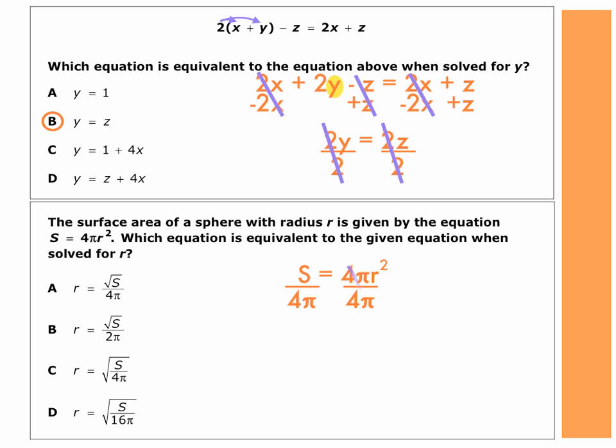When I divide both sides by 4 pi, my 4 pi's cancel out, and I'm left with s divided by 4 pi equals r squared. The opposite of squaring something is taking the square root. So in order to get r by itself, I have to get rid of the squared, which means I have to take the square root. And whatever I do to one side, I have to do to the other. So when I take the square root of both sides, and I have to take the square root of everything on both sides, I'm going to get the answer C. R equals the square root of s divided by 4 pi.